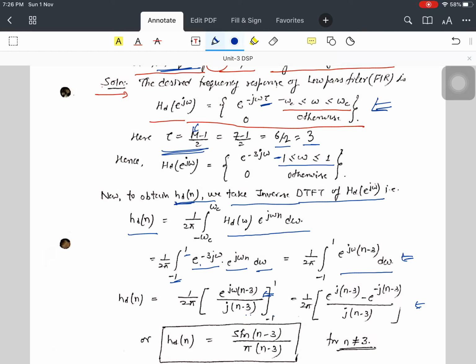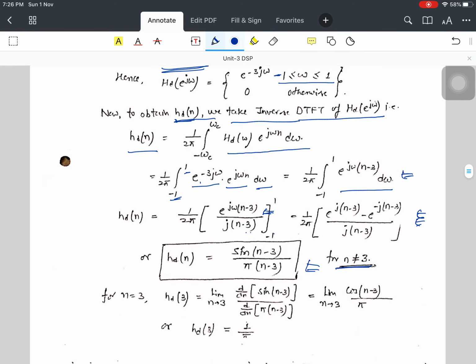This is the form of the sine function. So, we can write hd(n) = sin(n-3)/(π(n-3)). Now, this function is not valid for n equal to 3. So, if we want to calculate this function for n equal to 3, we apply L'Hospital's rule there.